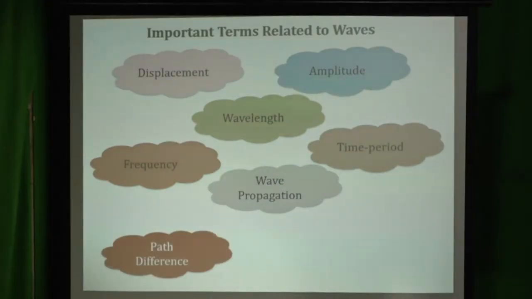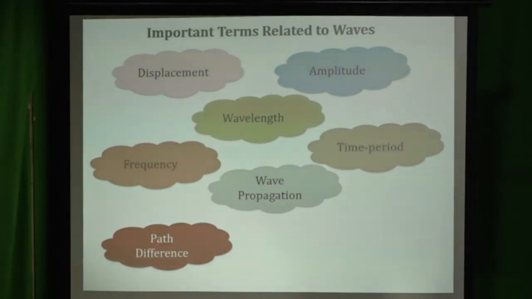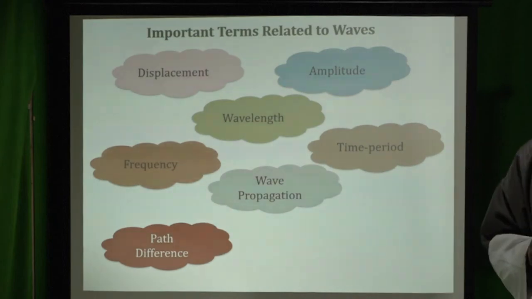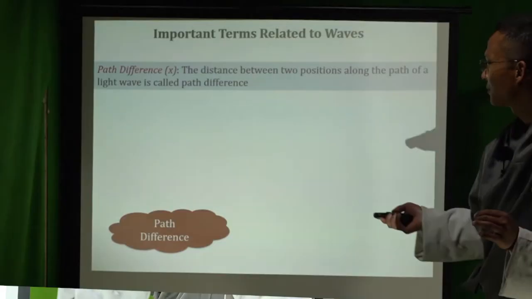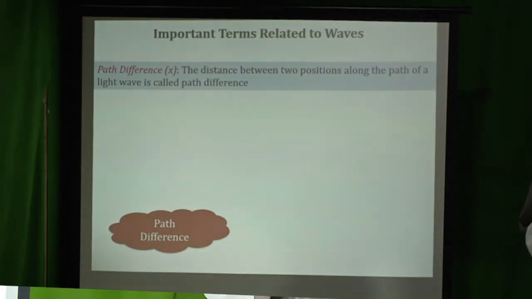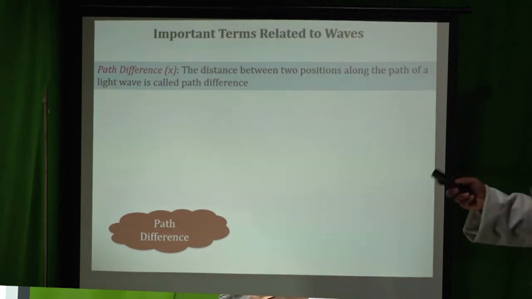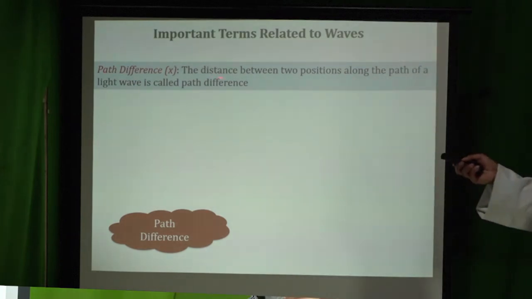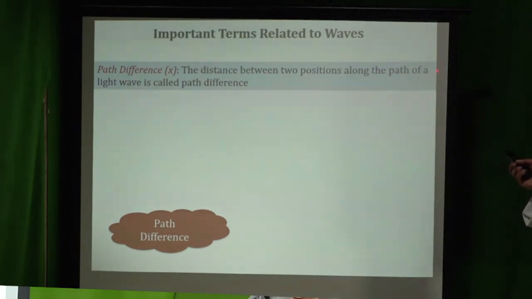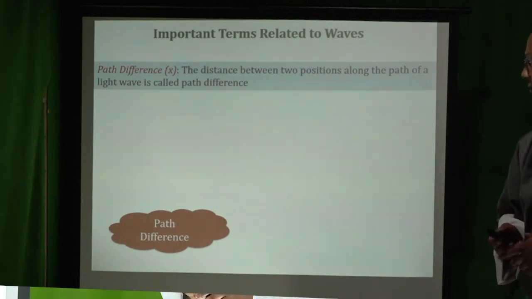And the next concept is path difference. Path difference actually is the distance between two particles in a wave. We represent with letter X to show the path difference. If you look at this definition, it says the distance between two positions along the path of a light wave, or it can be even a sound wave.